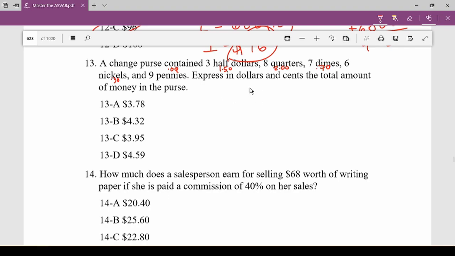So let's go ahead and add this all up. And I don't think people carry half dollars anymore, but that's irrelevant. All right, let's add all this up. 0 plus 0 plus 0 plus 0 plus 9 is 9. 7 plus 3 is 10, plus 5 is 15. Bring down the decimal, carry the 1. 1 plus 2 is 3, plus 1 is 4. So in the purse, there's $4.59, which is right there.